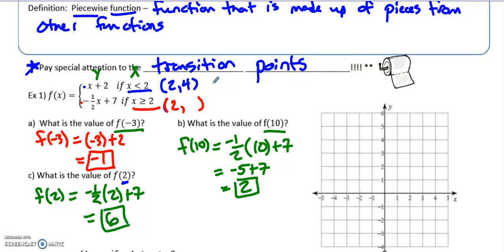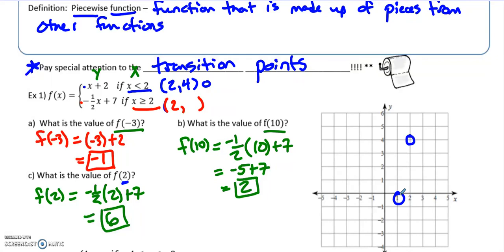And if you notice something, he's going to be an open dot because he is just strictly less than. So I have an open dot at 2 comma 4. Now, in order to get another point on that graph, I am only allowed to live in the channel that is on that side because of that value right there, with x being less than 2. So what I'm going to do is I'm just going to pick any other ordered pair and plug it in that represents that channel there.